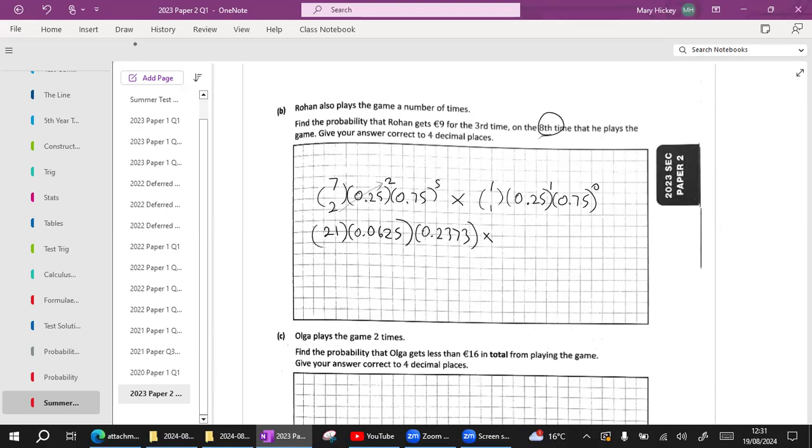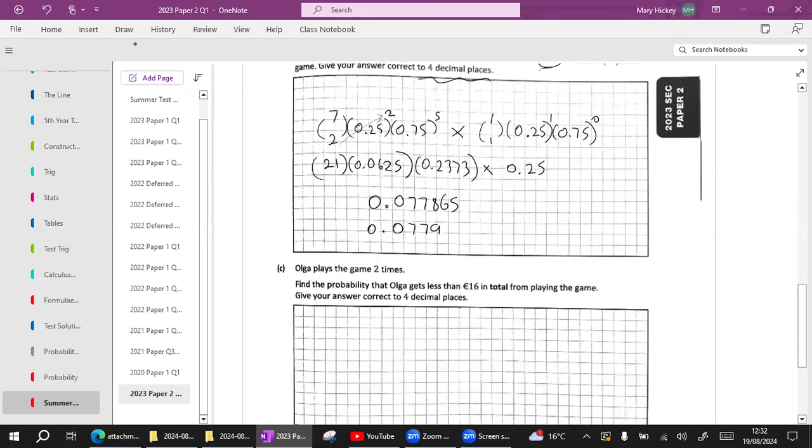Now, 1 choose 1 is 1, 0.5. So all of this is going to be just 0.25. Anything to the power of 0 is 1. So it's 0.25. So multiplying it all now on my screen here, I get 0.077865, etc. 4 decimal places, so 0.0779 is the correct answer.